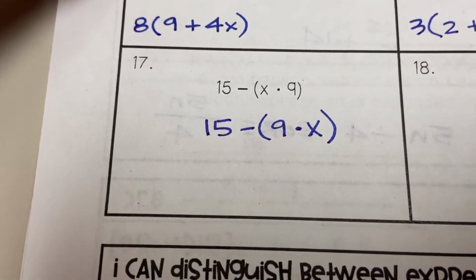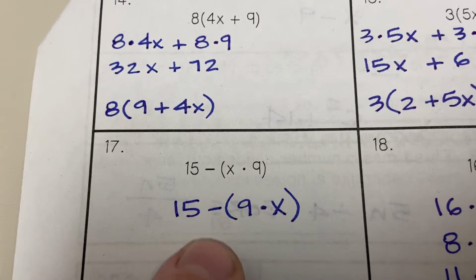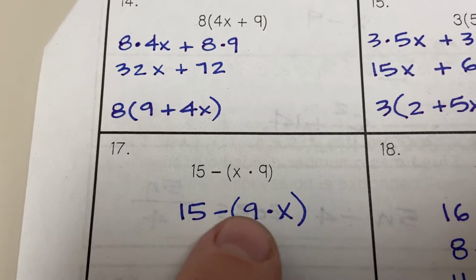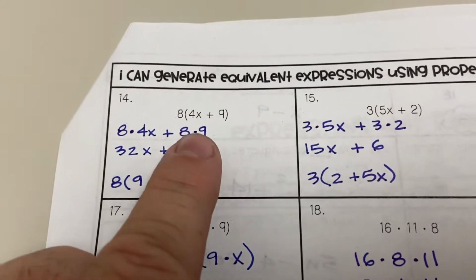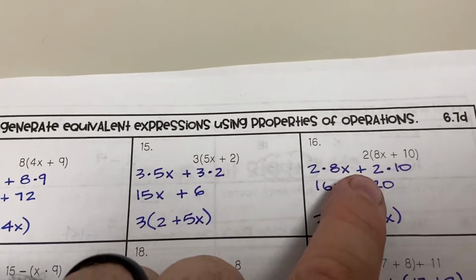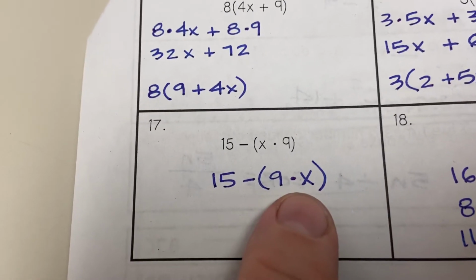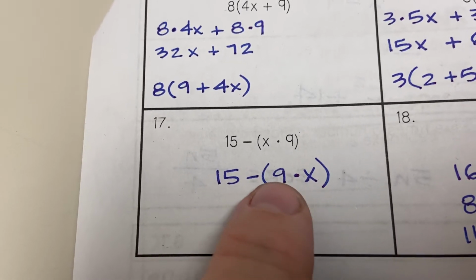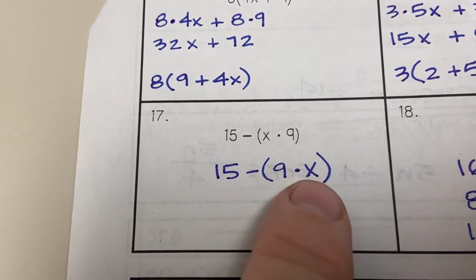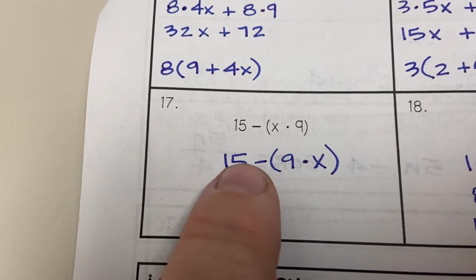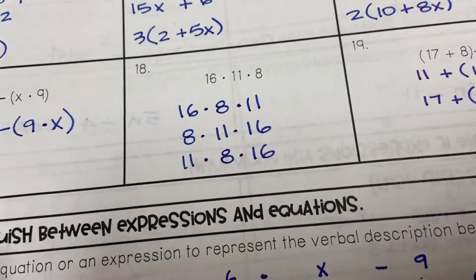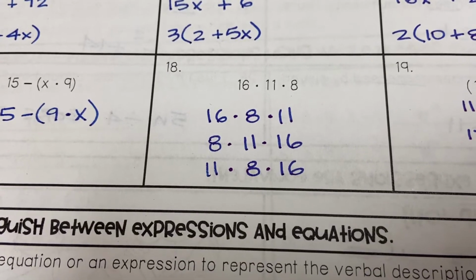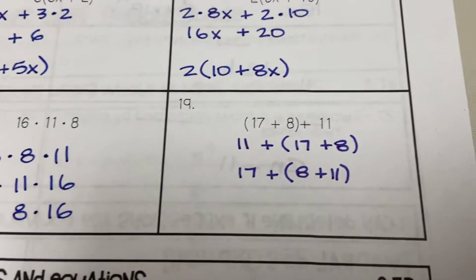On 17, you cannot do that because 15 is separated from this 9 times x with subtraction as the operation. It's not like that in these others up here. So there's only one choice you have for this, and you can move the two numbers being multiplied around. That's the commutative property there, but you've got to leave everything else alone. 18, you could use the commutative property. Put those in any order you want to.